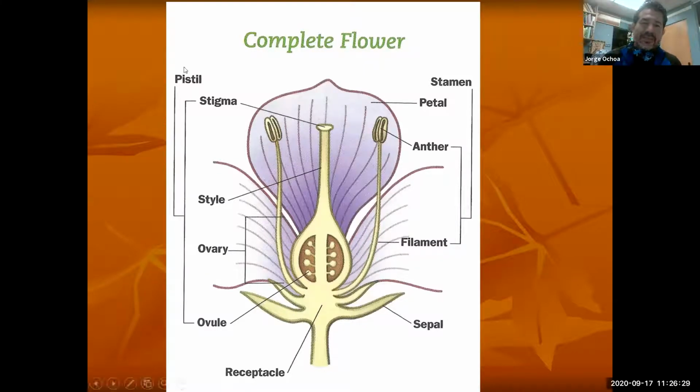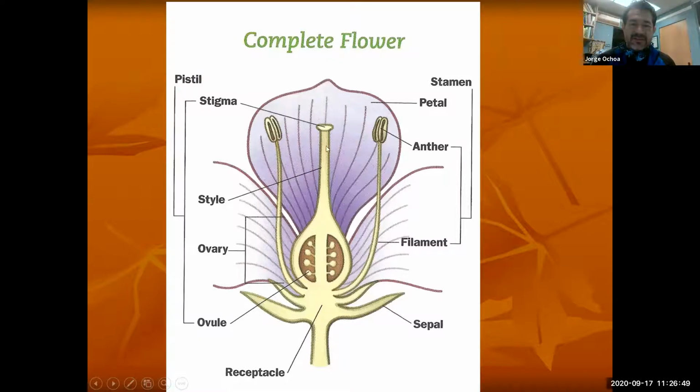And on the opposite side, we're going to have the egg producing component, or the female part of the plant, for a lack of better description, which is going to be made up of the stigma. The stigma is going to be the site where the pollen is going to be deposited. And the stigma is going to be connected to the ovary via a style.